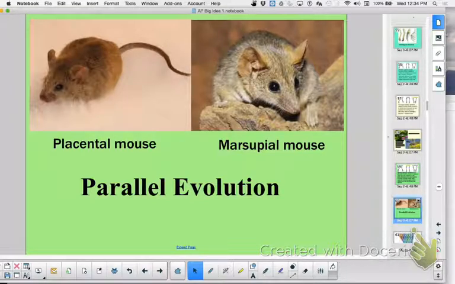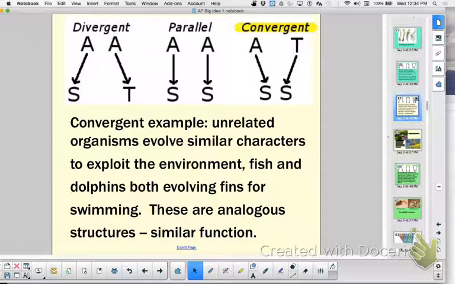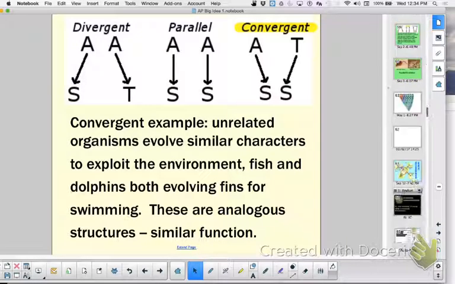Of those three lines, divergent, parallel, and convergent evolution, when you look at traits and you're generating a phylogenetic tree, you need to look to see what kind of evolution is evidenced by that. All right, next.